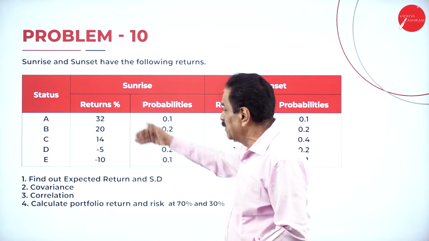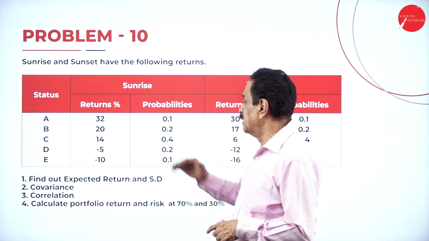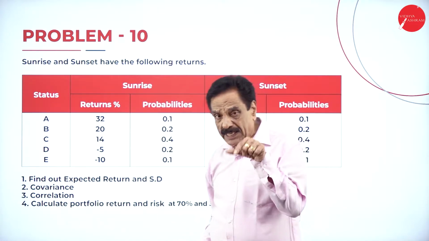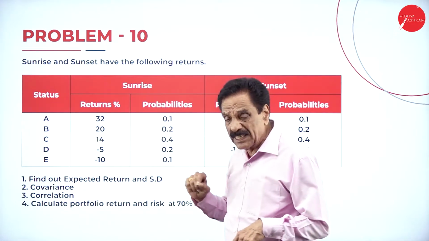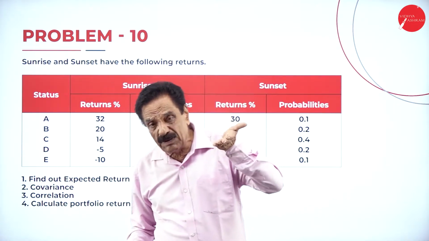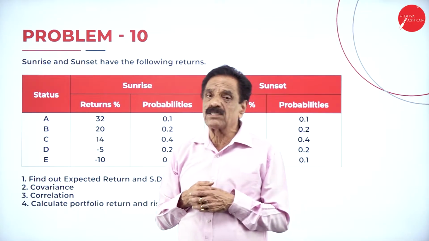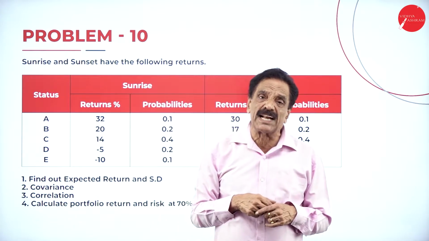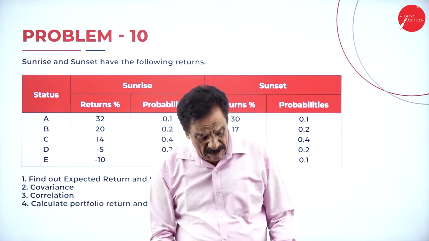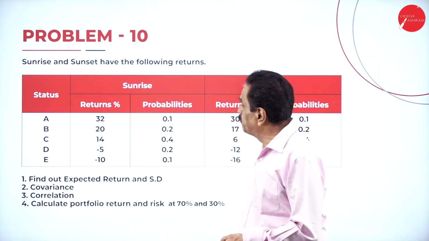What's the procedure? First, write the returns. Write the probability. Multiply the return into probability. We'll get the expected return. Then take the deviation from this one. That is called dx. Next, dx square multiplied by p gives p dx square. Root of p dx square is your standard deviation. N should not be taken into consideration. We'll move on to the problem now.